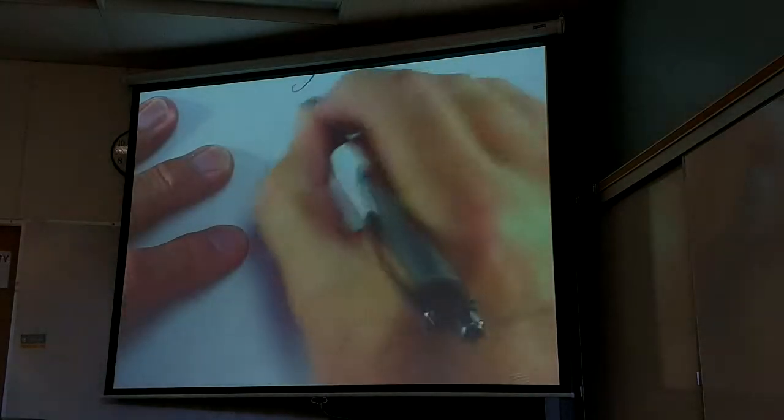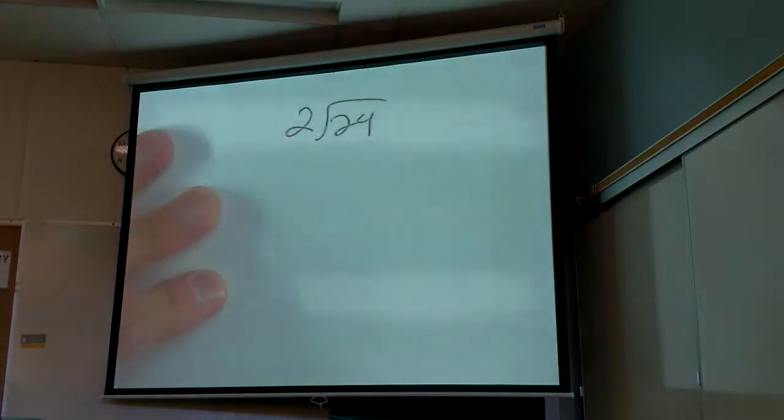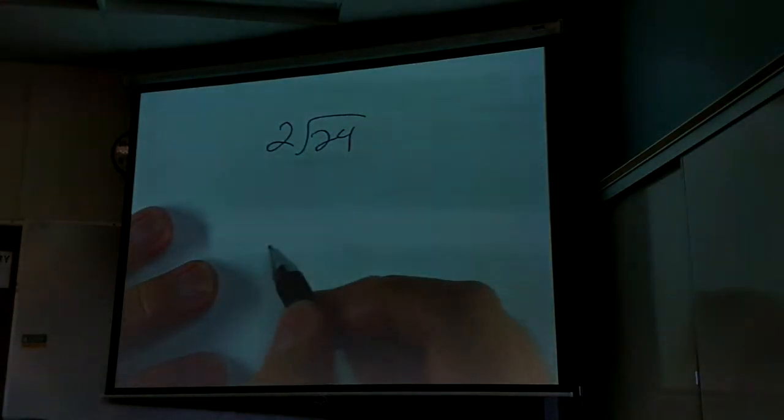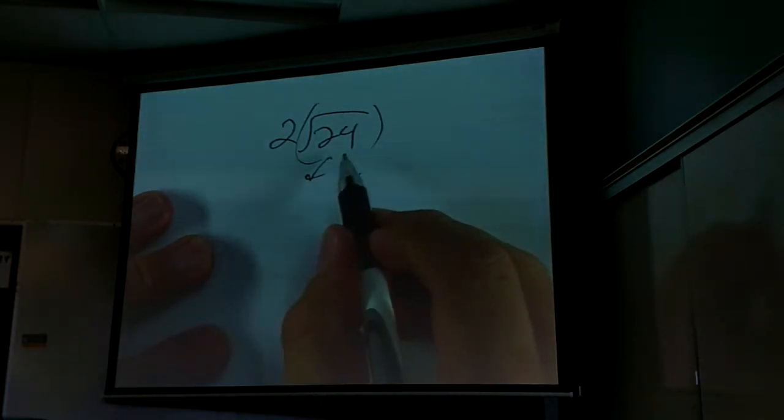Okay, so let's just focus on this by itself. That piece of this. What's the operation right now? Multiplication. So it's 2 times whatever this is. All right, so when I do stuff to this, how would I break up 24 for the square root?